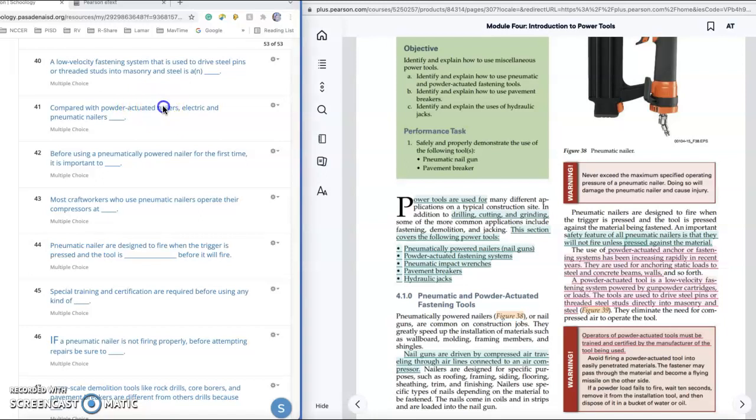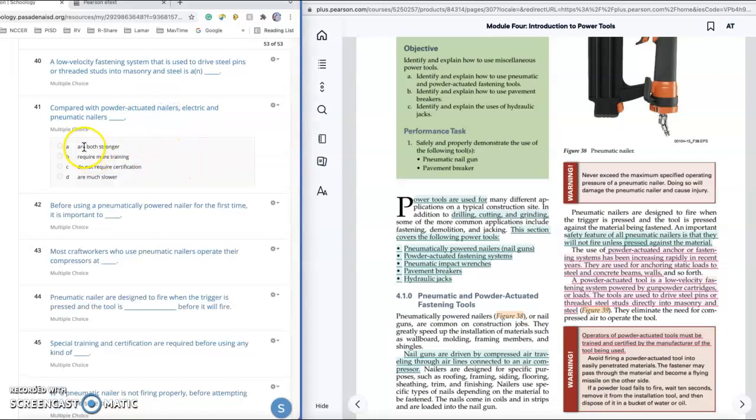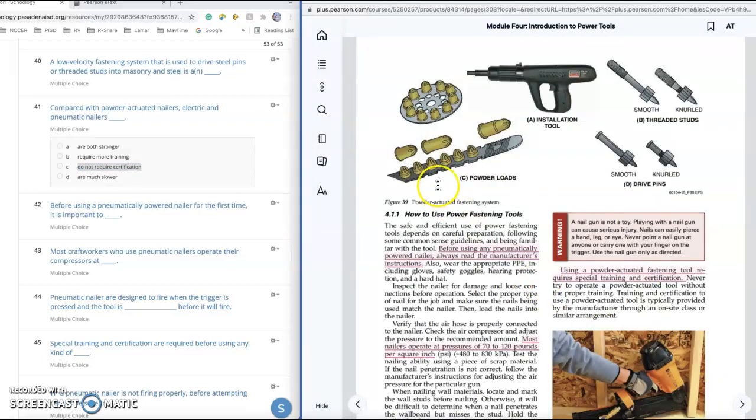Compared with powder actuated nailers, electric and air powered nailers don't require certification. Powder actuated nailers require certification to be used on a job site. So that's what you need to know right here. It says operators of powder actuated tools must be trained and certified before they can use those tools. Here's a picture of the little cartridges, the gun that shoots them, and some of the different things that they'll shoot in. But instead of a hammer hitting it, it just blows a little charge and does it.